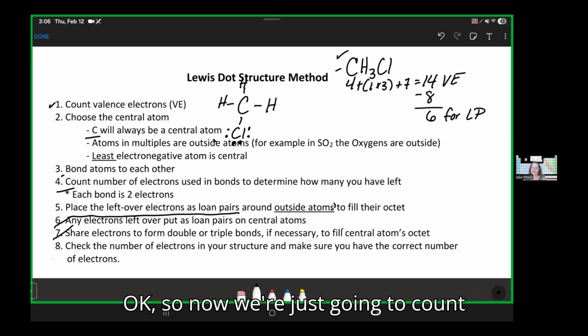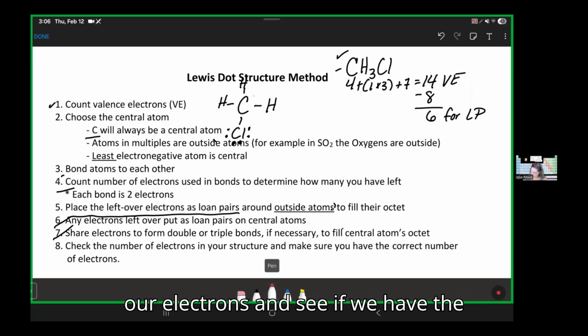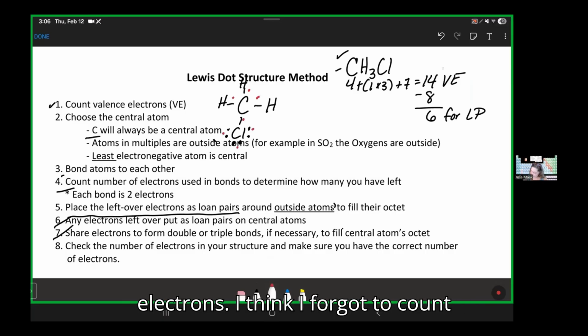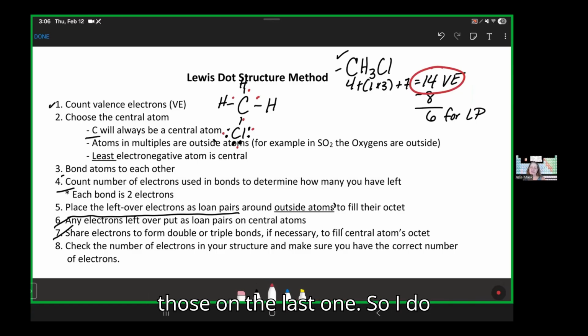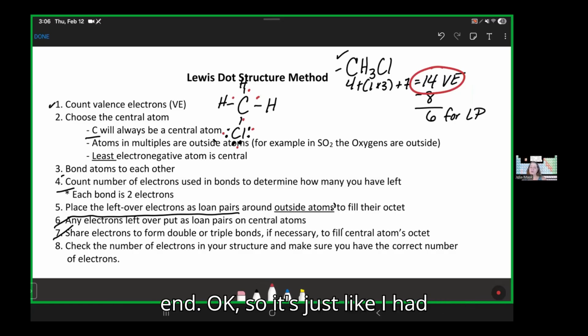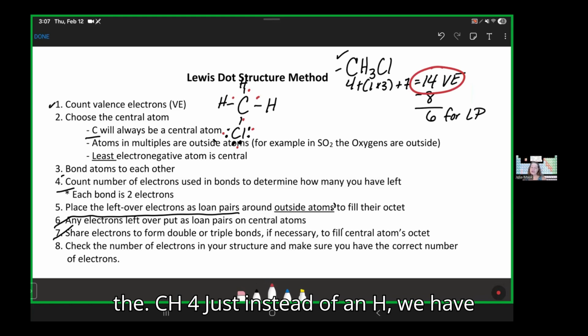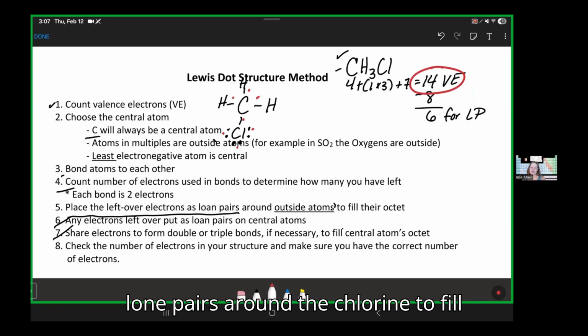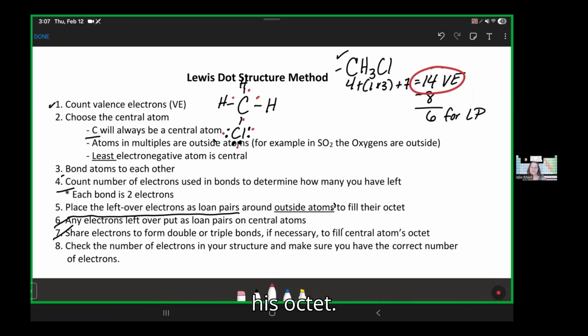Now we're just going to count our electrons and see if we have the correct number. So I've got 2, 4, 6, 8, 10, 12, 14. I had 14 valence electrons. I think I forgot to count those on the last one. I do that sometimes, I forget to count at the end. So it's just like I had the CH4, just instead of an H, we have the chlorine on there, and we've got lone pairs around the chlorine to fill his octet.